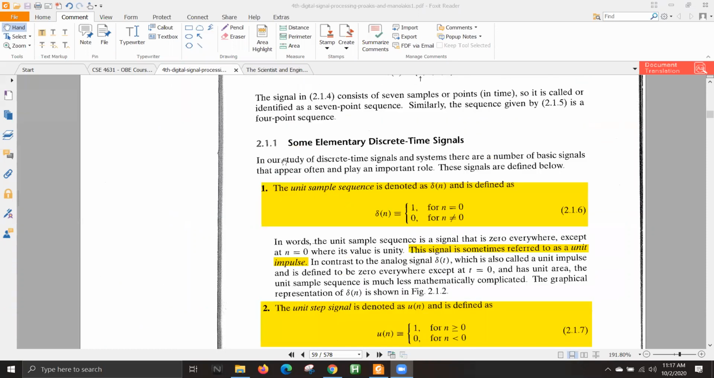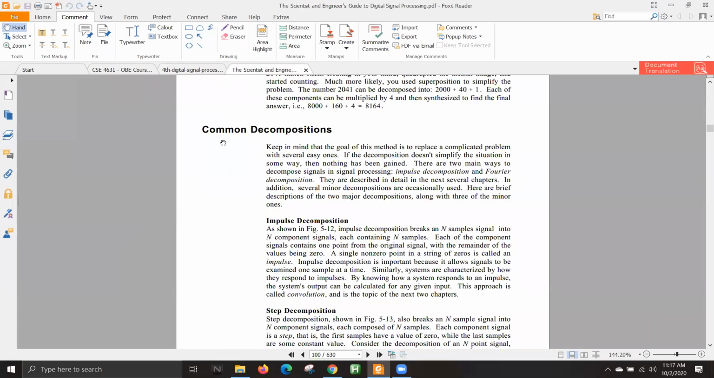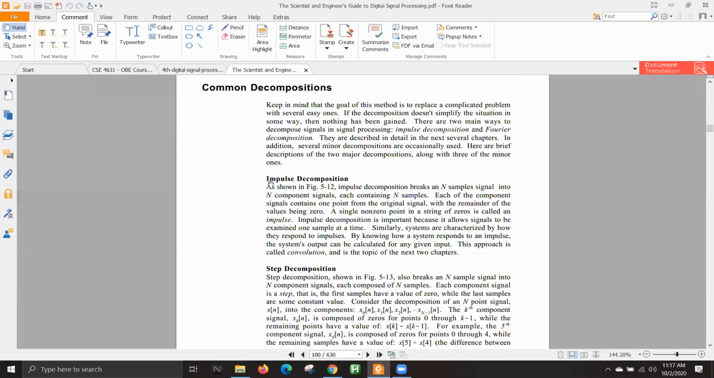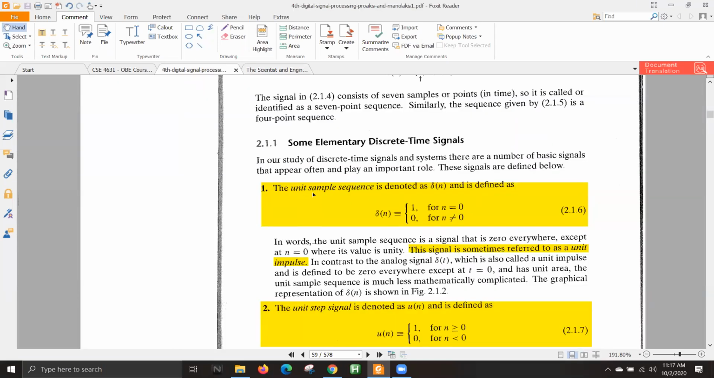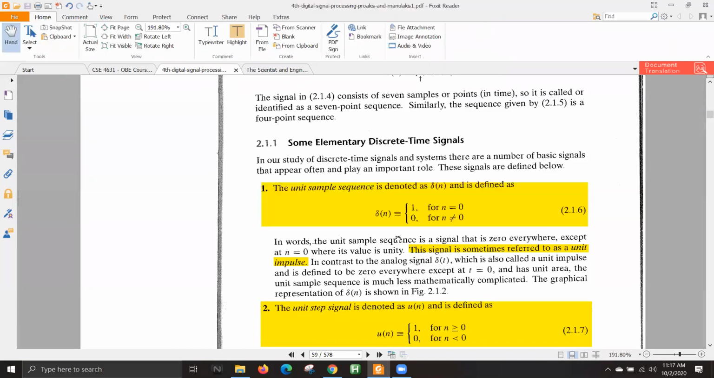Later on, in the next chapter, the linear systems chapter that we'll be following from this book, you'll see that there is a section called common decompositions. You'll see that the very first decomposition that they talk about is called impulse decomposition. And this is actually representing any signal as a summation of lots of impulse signals. And this is the impulse signal that we just talked about. So this is the one that you need to remember the most.